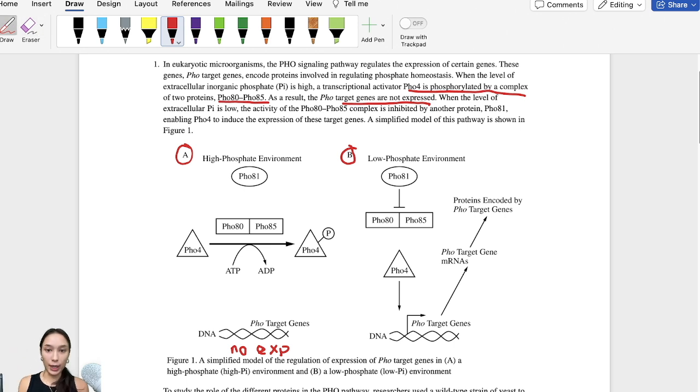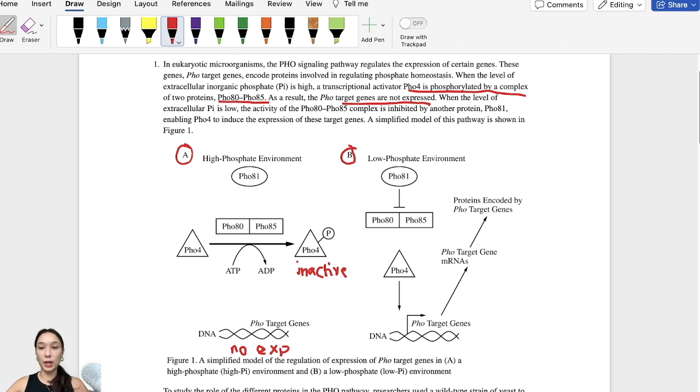And we're going to get to it, but it obviously makes a little bit of sense. If you have high phosphate, you might want to lower the amount of expression that you have. It's in a feedback loop. So I'm going to just write here that this is basically inactive due to the phosphorylation. Okay, so with high phosphate, you're going to get no expression of your target genes.